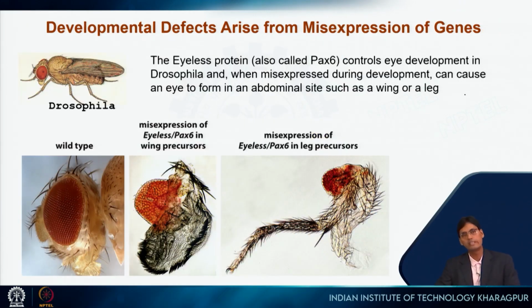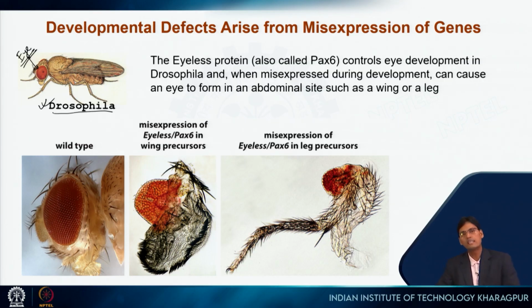Here I am introducing that developmental defects arise from misexpression of genes. Whatever 4 steps I mentioned in the previous slide, if some dysregulation happens, some problem happens, maybe because of some genetic level problem, then it will give some developmental defects. So here we are showing one fly, Drosophila. As you can see, this is the eye of Drosophila.